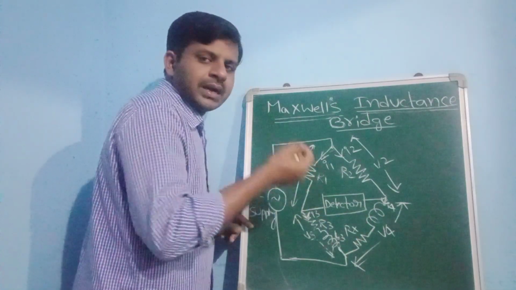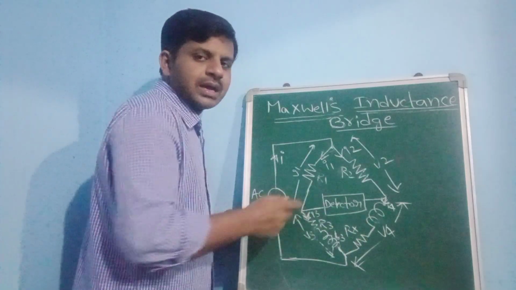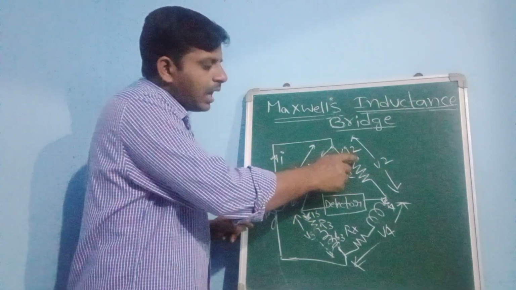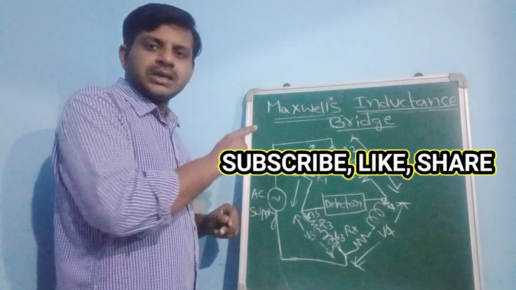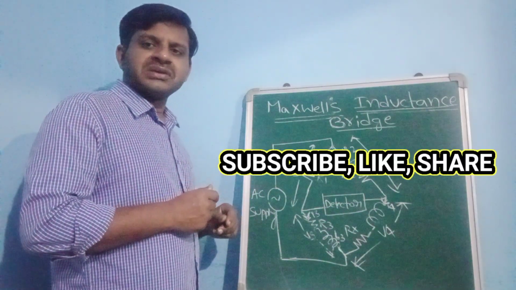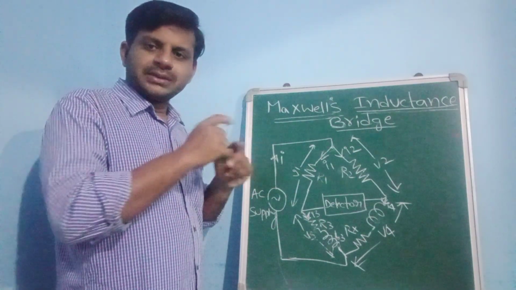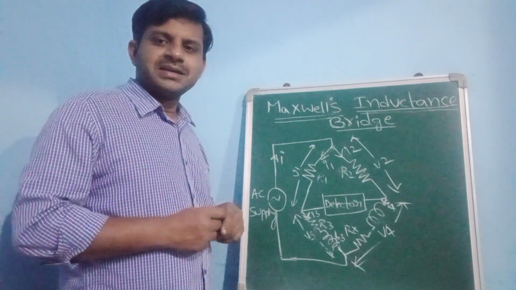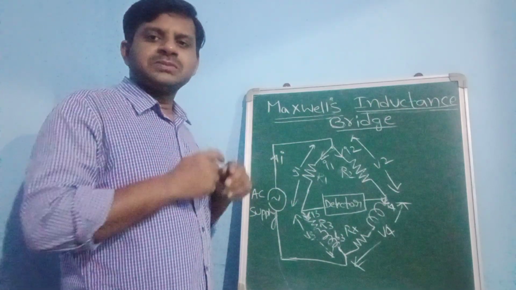Here we cannot write the internal resistance of the inductance because those 2 are the unknown parameters. That's why we can directly write R2 by Rx plus j omega Lx. So that is the balanced condition equation of the bridge. Ultimately we have to find both Lx as well as Rx, the unknown parameters. So let's find the expressions for those parameters.